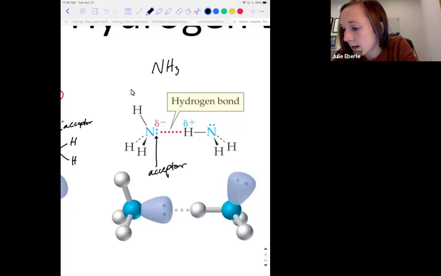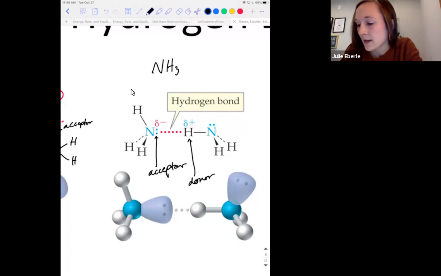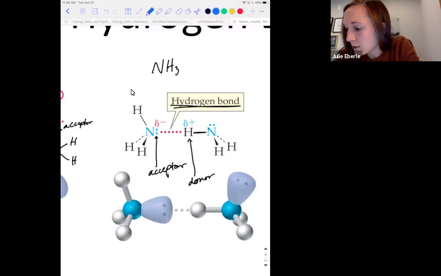And this hydrogen right here, the one that's positively polarized, this is the donor. And that red dotted line is the hydrogen bond, okay? And notice that this hydrogen is bonded to another nitrogen, all right? And that's why it is positively polarized, because this bond right here is polar.